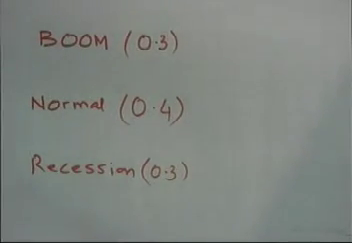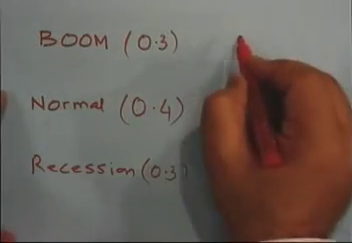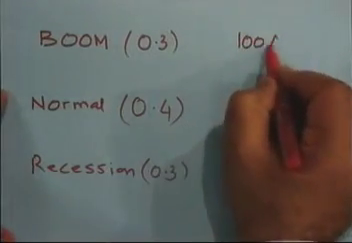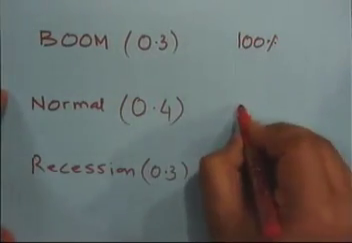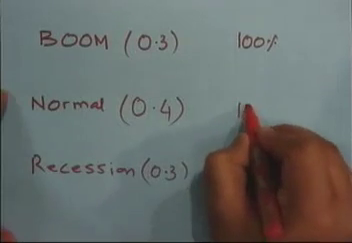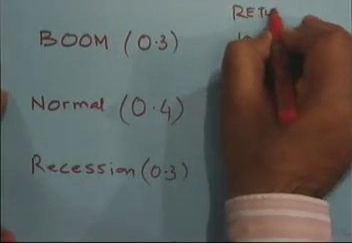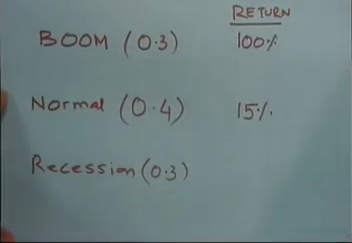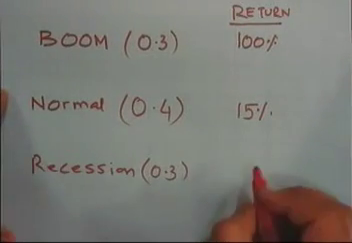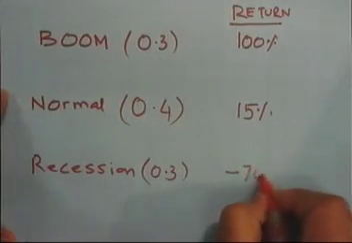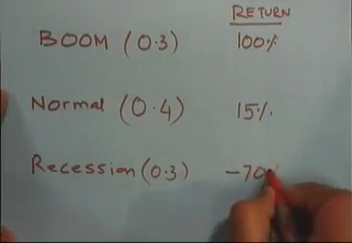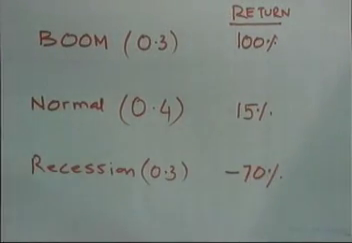Now let's say if you are investing in stocks, option 1, option A, you can get a return of 100%. If the market is normal, you can expect a return of, this I am writing as return, 15%. And if there is recession, you have a probability of making 70% in negative also.